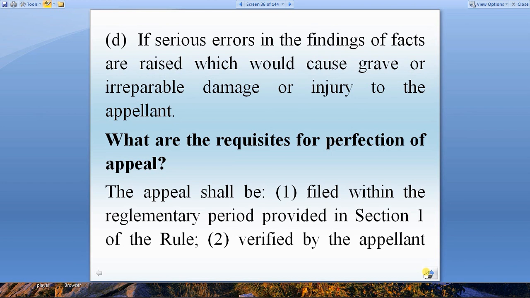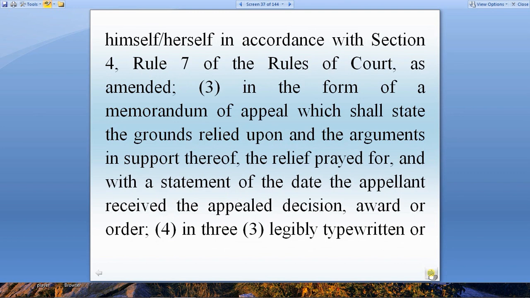Next. After ma-establish kung ano ang errors committed by the Labor Arbiter, ano naman yung perfection of the appeal? First, it should be filed within the reglementary period provided in Section 1 of the Rule. 2. Verified by the appellant himself in accordance with Section 4, Rule 7 of the Rules of Court. So, there has to be a memorandum of appeal which shall state the grounds relied upon and arguments in support thereof, the relief prayed for, and with a statement of the date the appellant received the appealed decision, award, or order. So, kailangan tatlo siya.